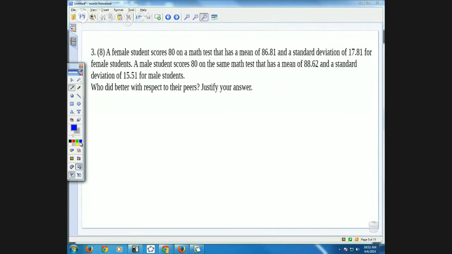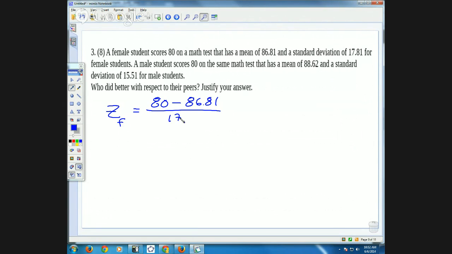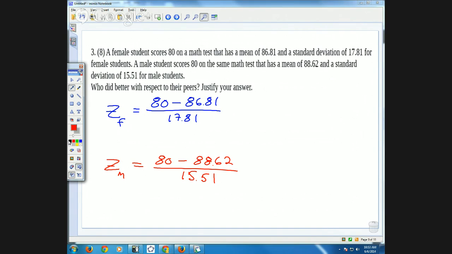So for the female, I'm going to put a z with a little f for female. That would be her score minus the mean score over 17.81. And we want to compare that to the males. 80 minus 88.62 divided by 15.51. And remember, whenever we have complicated fractions, we have to put parentheses around the complicated parts in order for it to come out right, or do it in stages.